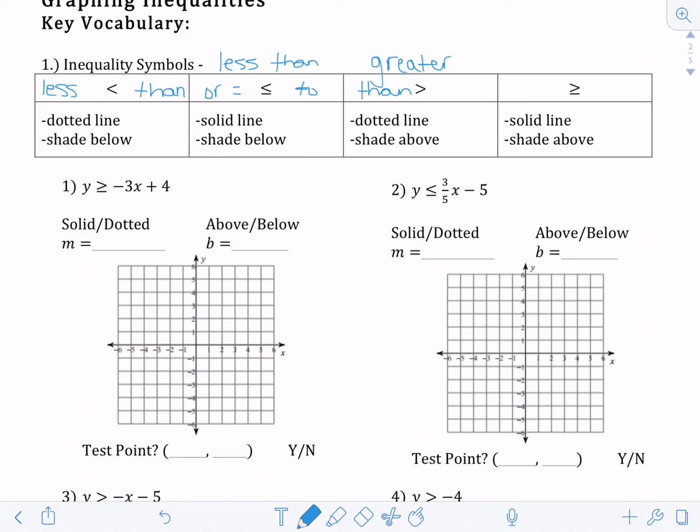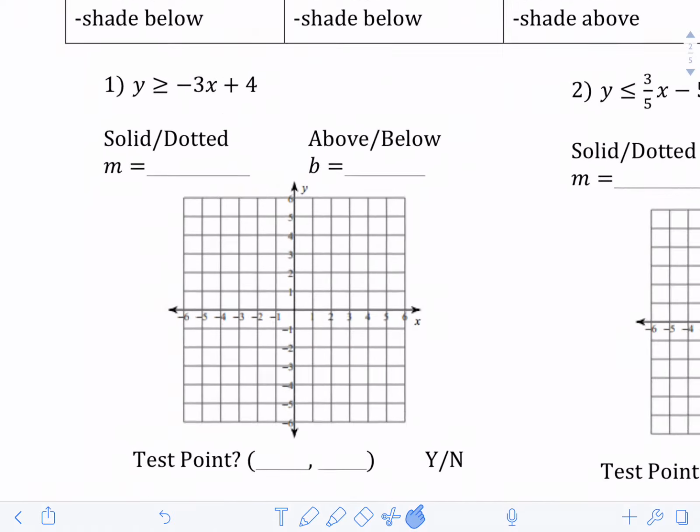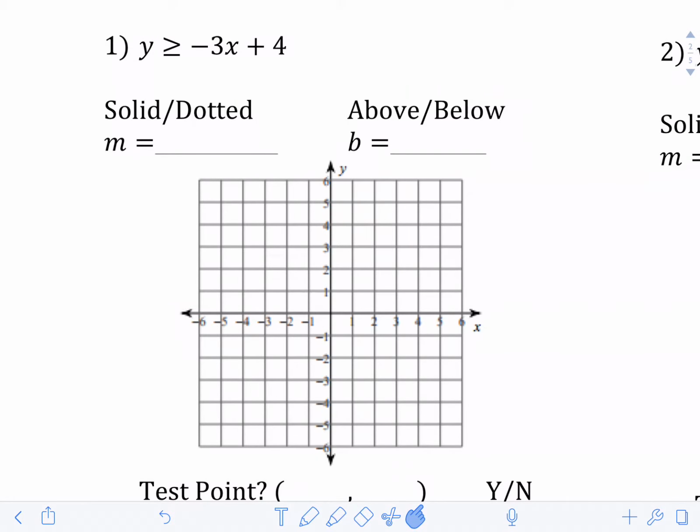And this last one is greater than or equal to. And so when it has that equal to part, it has that line underneath the inequality symbol. That means you have a solid line, and for that one, you're going to shade above. So what I mean about shading below and shading above, we'll get into these examples so you know what I am talking about.